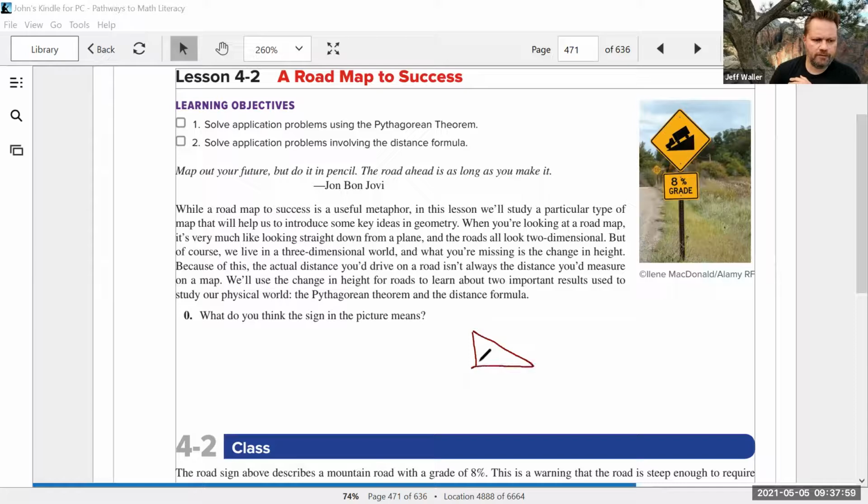If I have a right triangle, get out of there, Willow. And this is 7, and this is 24. Can you figure out what this side is?